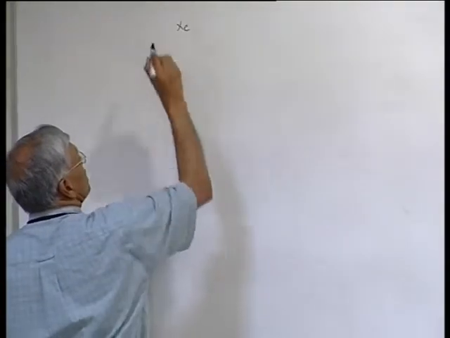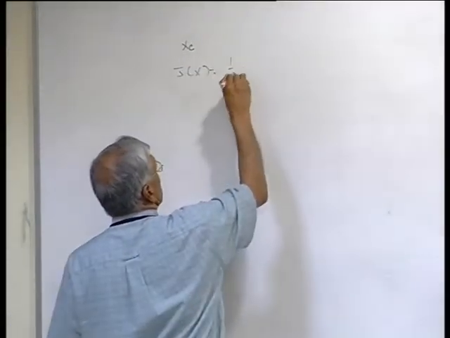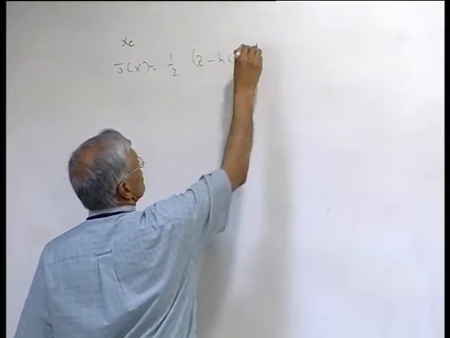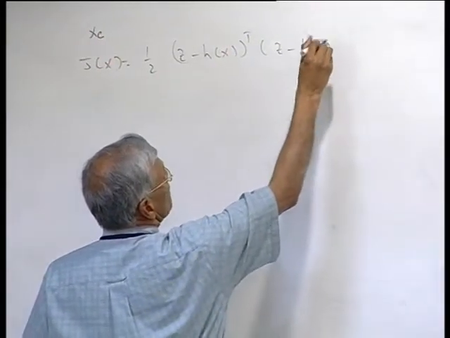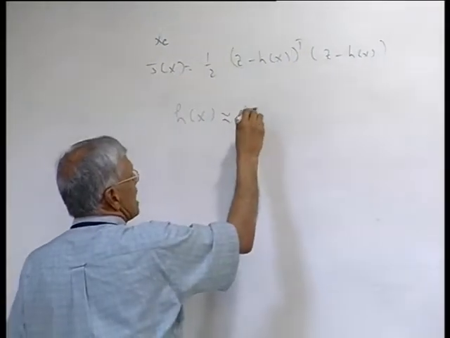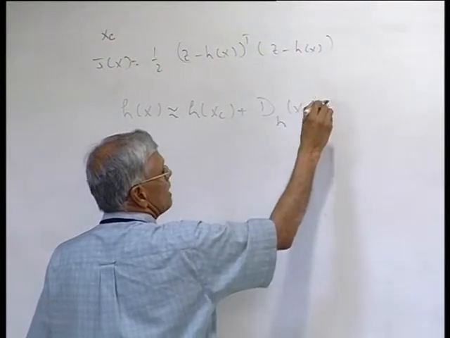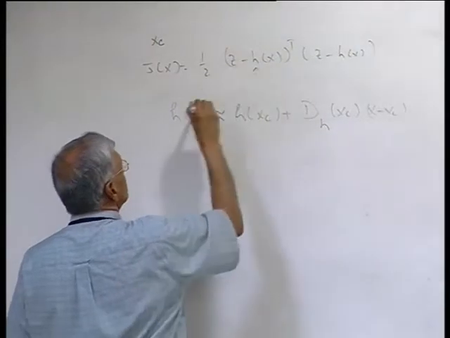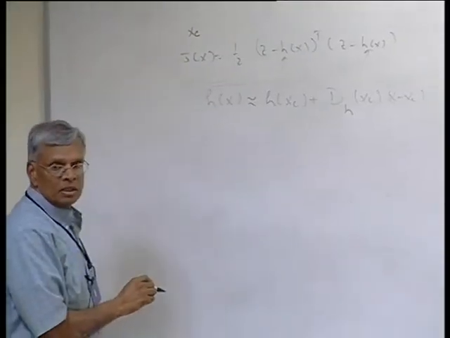You have xc, you have J of x is equal to 1/2 of (z minus h of x) transpose (z minus h of x). You have to replace h of x by h of xc plus dh at xc times (x minus xc). You substitute this in here. You substitute this in here. Everybody in place?